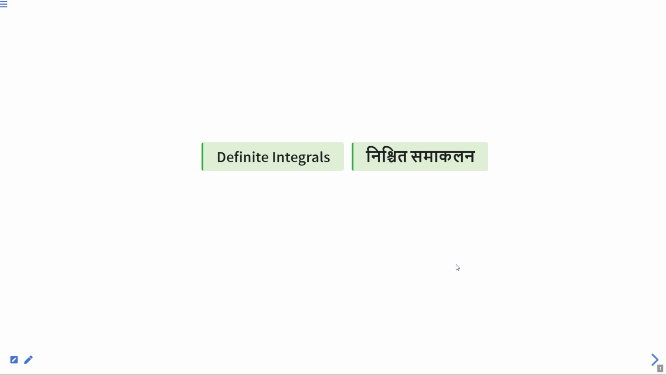In the definite integrals, that method will also be applicable. Plus, some additional methods will be there, right? So we will see some additional methods. All the substitutions, all the methods that should be applied in the integrals will be the same.